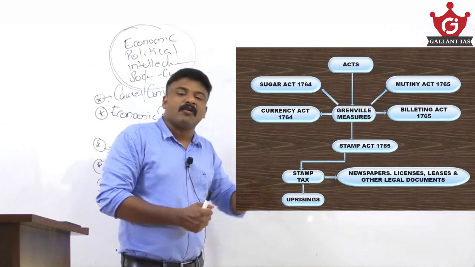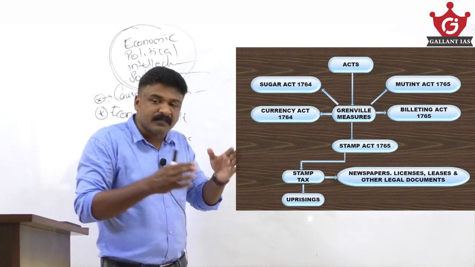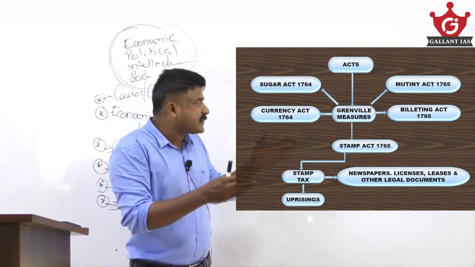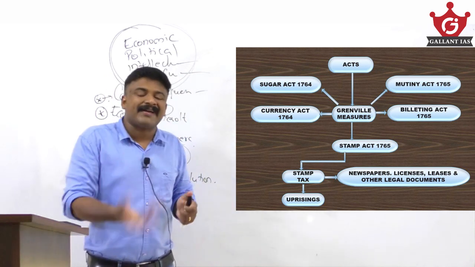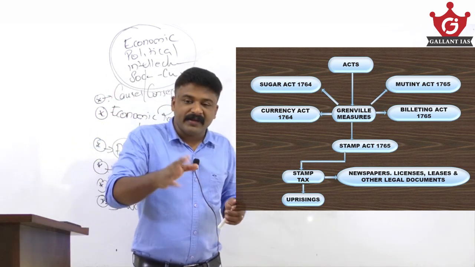Then you see a series of acts being passed, like the Sugar Act, the Mutiny Act, the Currency Act, the Billeting Act, and the Stamp Act. All these duties and taxes were imposed upon these American settlers.